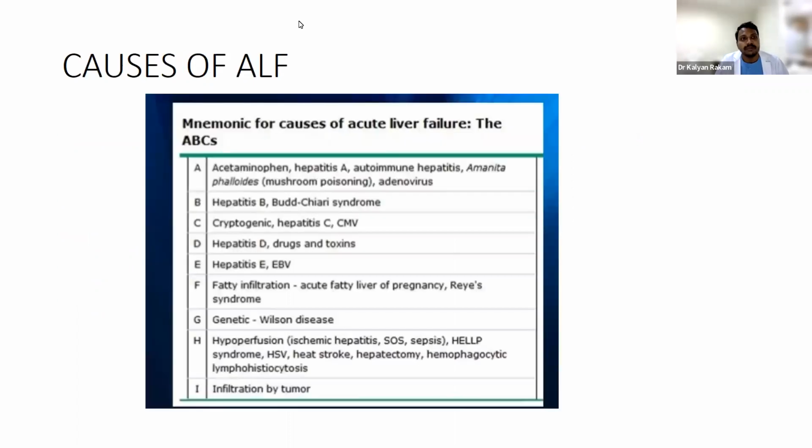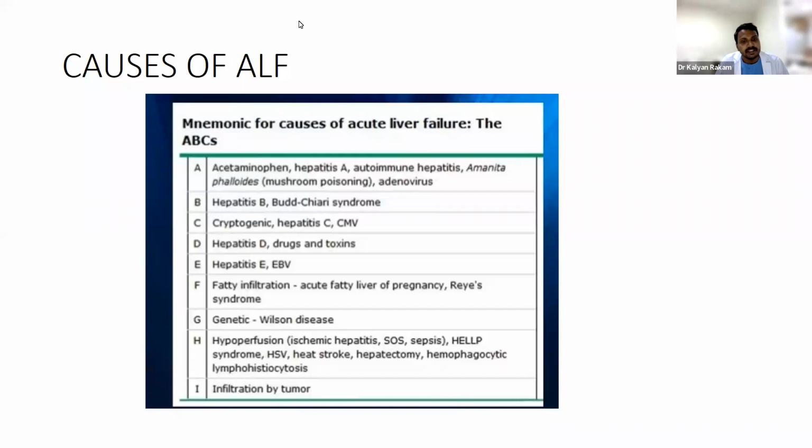To remember the causes of acute liver failure, there is a mnemonic A, B, C, D, E, F, G, H, I. A includes acetaminophen, hepatitis A, autoimmune hepatitis, Amanita phalloides, a kind of mushroom, so mushroom poisoning, and adenovirus. B includes hepatitis B, Budd-Chiari syndrome. C is cryptogenic, hepatitis C, cytomegalovirus. D, hepatitis D, drugs and toxins. E, hepatitis E and Epstein-Barr virus.